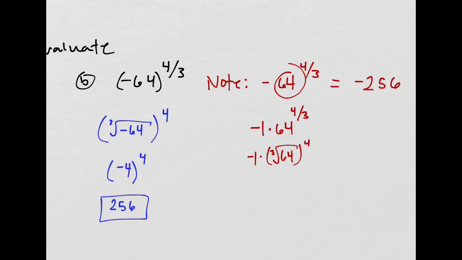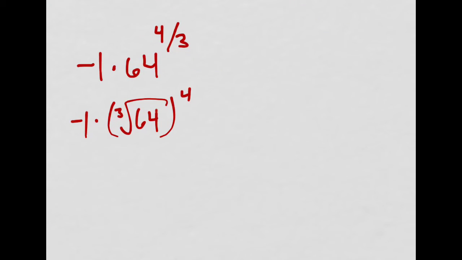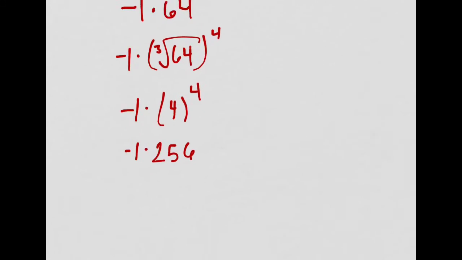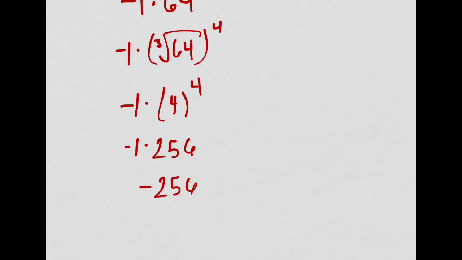Here, the parentheses aren't there, so we have to use the negative afterwards. And then the cube root of 64 would have been 4. And then raised to the fourth, still times the negative 1 afterwards. And this would be 256 times negative 1. So that would be negative 256.